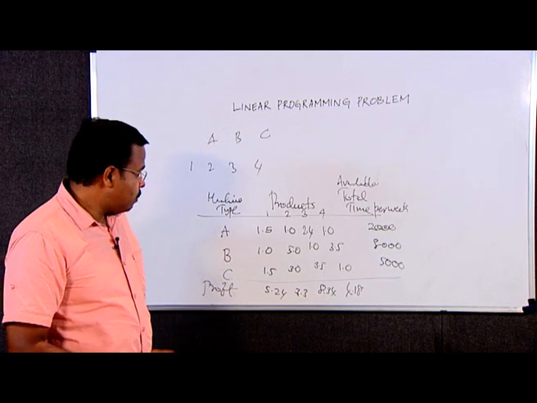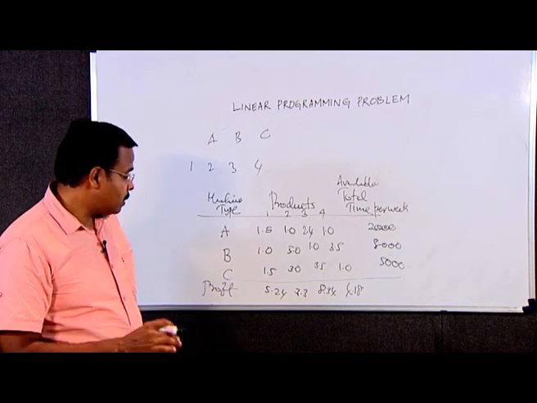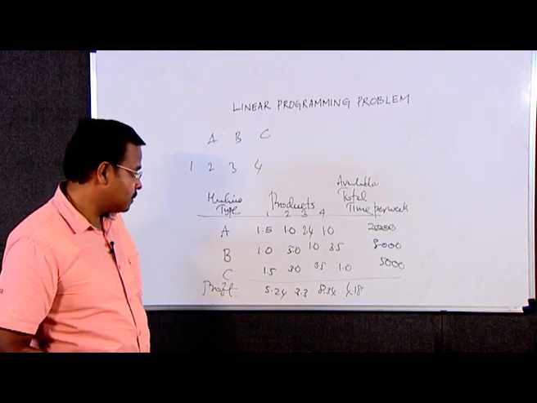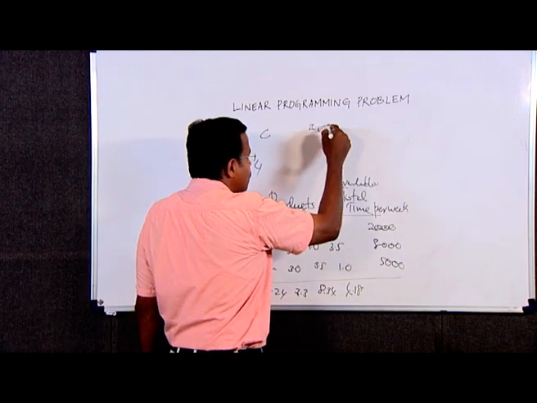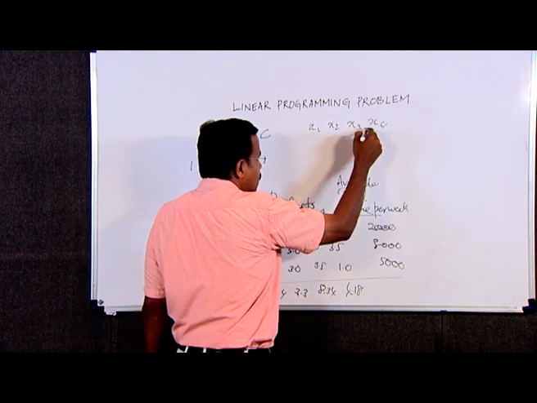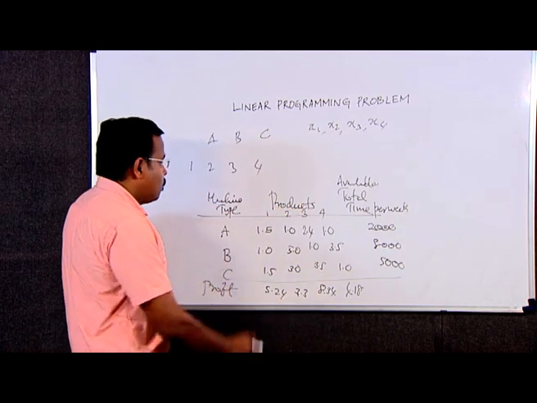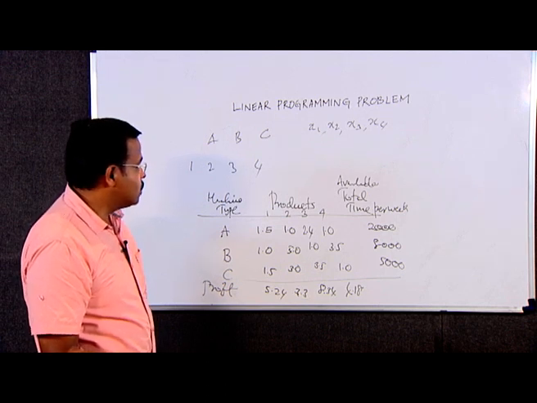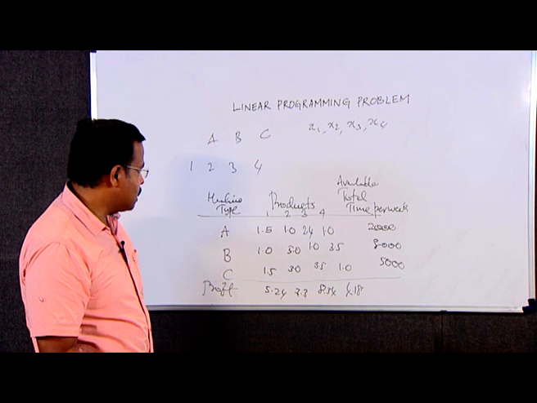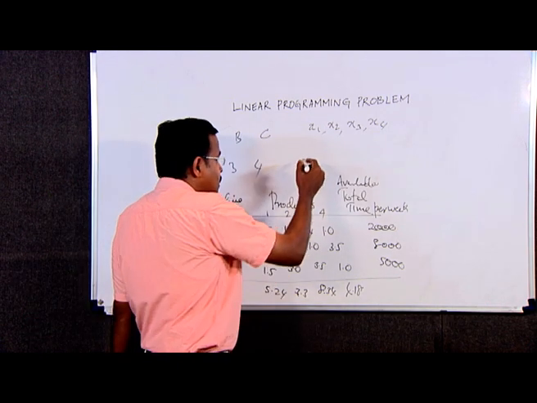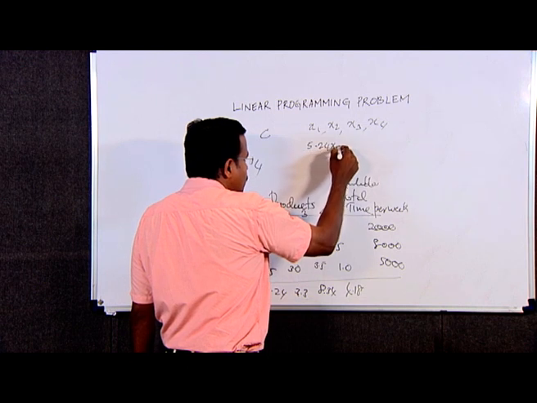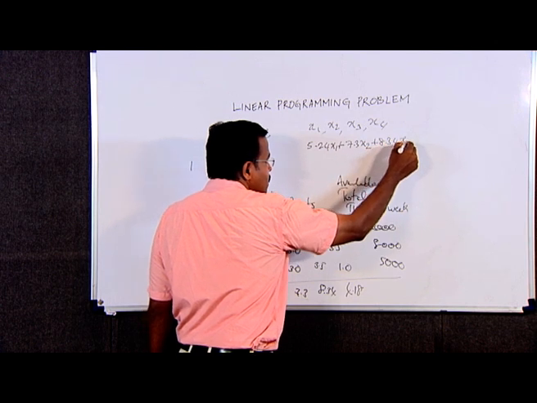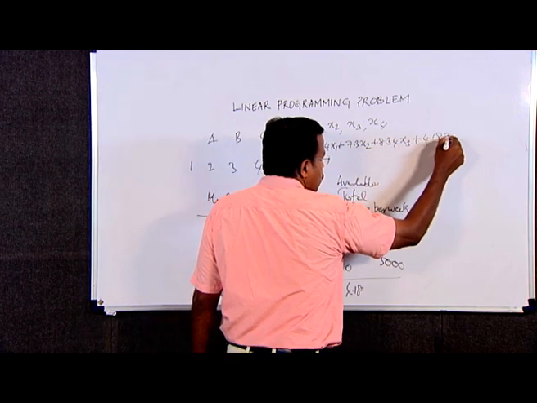So, we want to mathematically formulate this problem: what quantities of products 1, 2, 3 and 4 are to be produced so as to maximize the profit. For this, we assume x1, x2, x3 and x4 are the units of products 1, 2, 3 and 4 produced. If x1, x2, x3 and x4 quantities are produced, then the total profit earned is 5.24 x1 plus 7.3 x2 plus 8.34 x3 plus 4.18 x4.